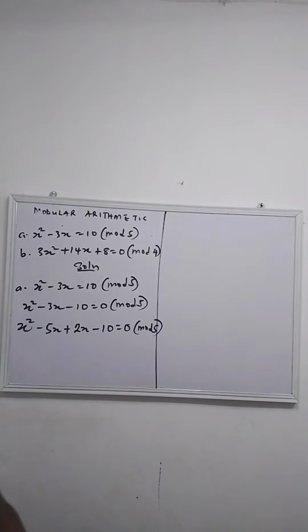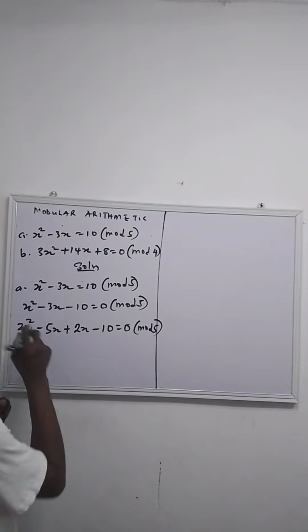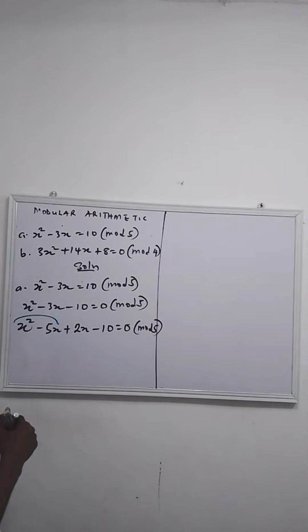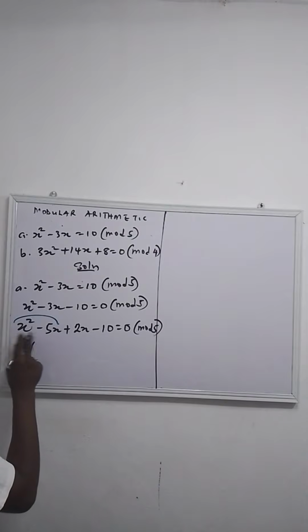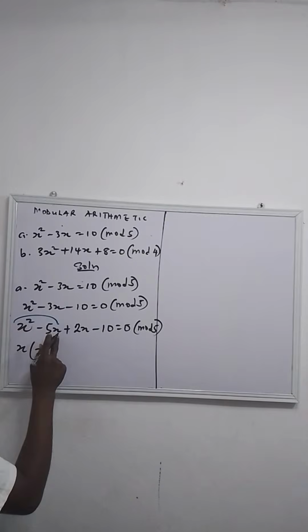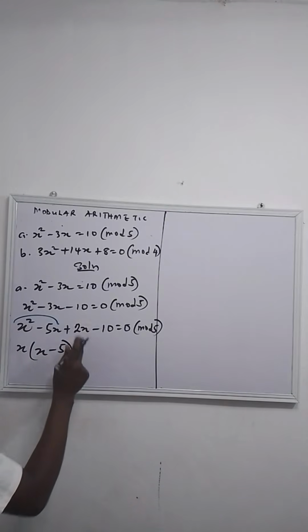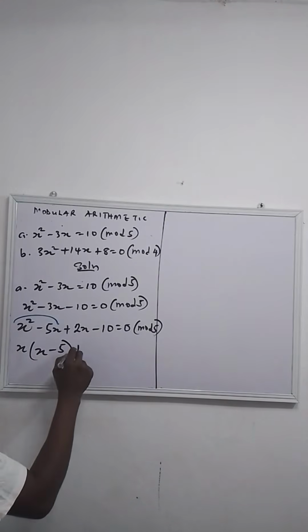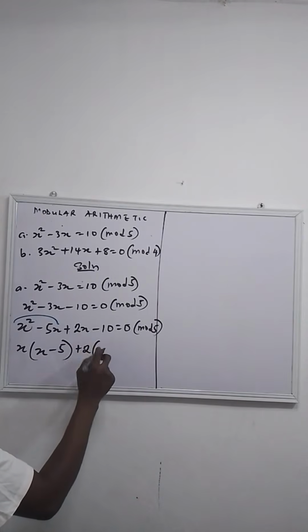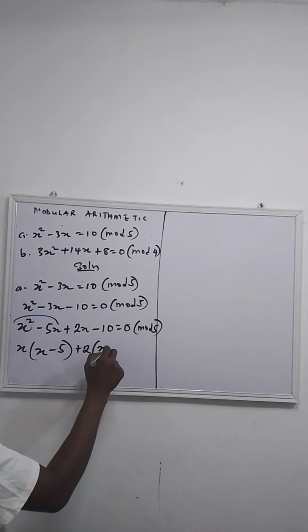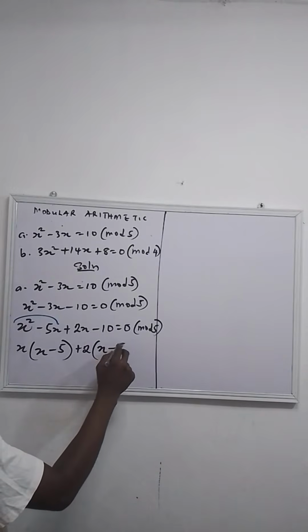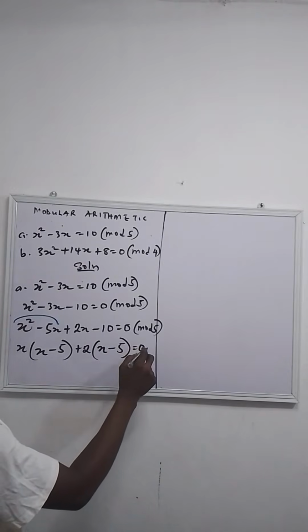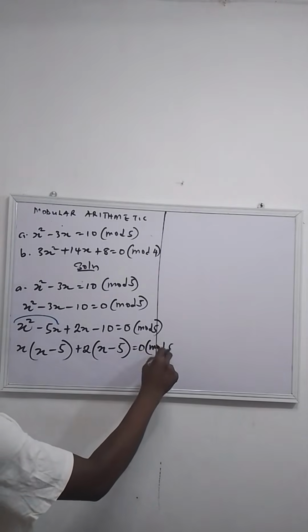All right. So what do we do now? Let's look at the first pair. The first pair here, this one. Now, what is the GCD of these two terms? So that's x. x is the GCD. So when you divide this by x, x squared divided by x, you have x. -5x divided by x, you have -5. So the GCD of these two terms is +2. Okay. So when you divide 2x by 2, you have x. -10 divided by 2 gives you -5 mod 5.